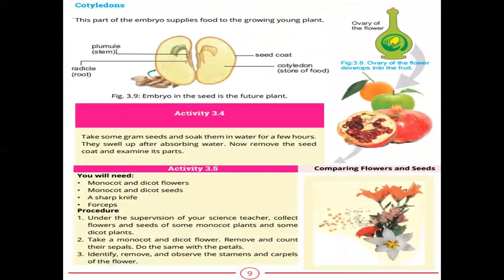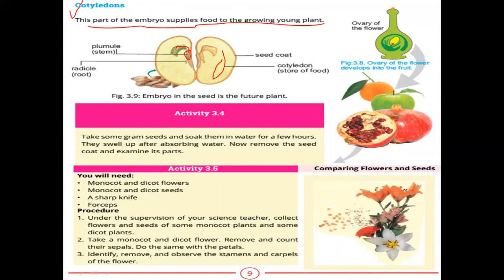Yes, dear students, the next very important part of the seed is the cotyledons. This part of the embryo supplies food to the growing young plant. So these two are cotyledons. These are stored food. This one is the plumule because a shoot is arising from that. This is called the radicle. Look, you can see the root is arising from that, and this is the seed coat, and these are cotyledons, the store of food.